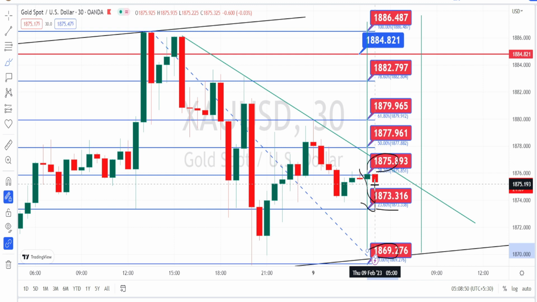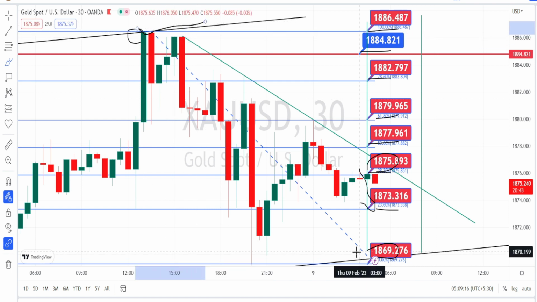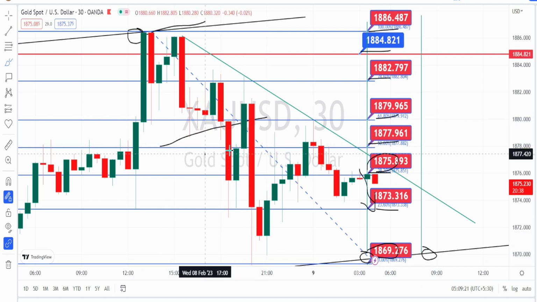And if the price action bounces back on the bullish side, breaking the resistance level of 1875, the immediate resistance on the bullish side is going to be around 1877, 1879, 1882, 1884 and 1886. And currently the price action is consolidating within the resistance line from the 4 hours time frame and the support line from the daily time frame on a bullish side.